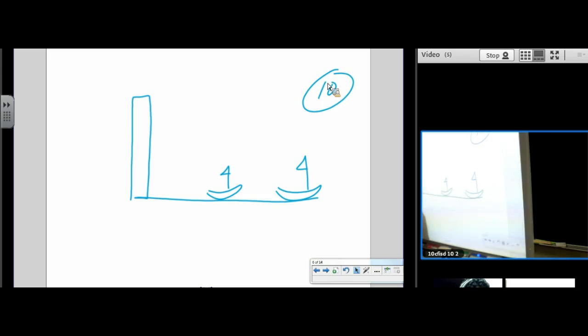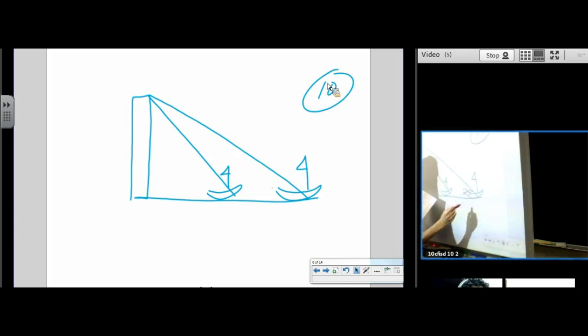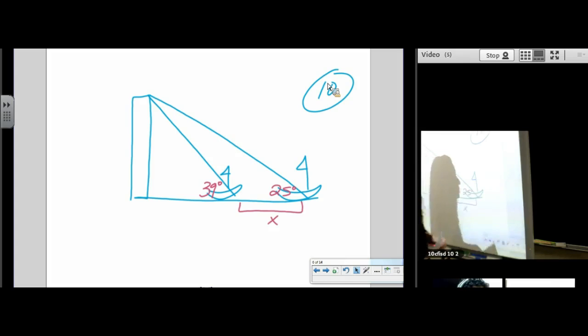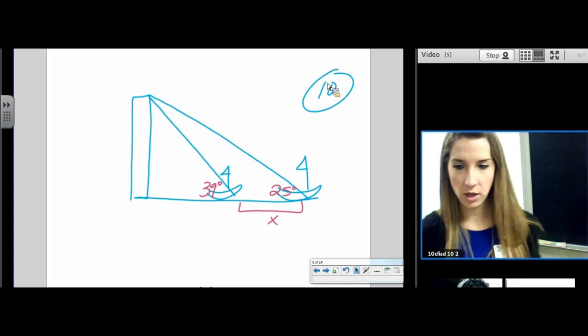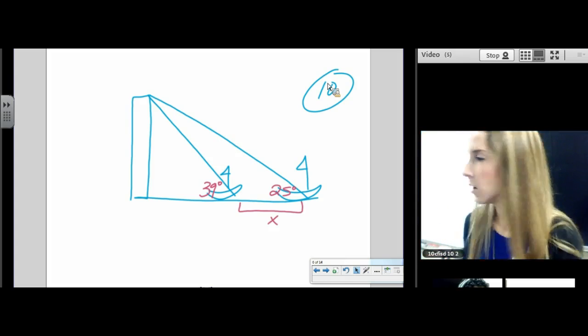One behind the other, the angles to the boats are 39 and 25. The further away you get, the larger the angle is. Oh, sorry. The further away you get, the smaller the angle is. So the 25 is going to go here. The 39 is going to go here. And we need to find the distance between the boats. This is just like the problem we had yesterday with the cars approaching.